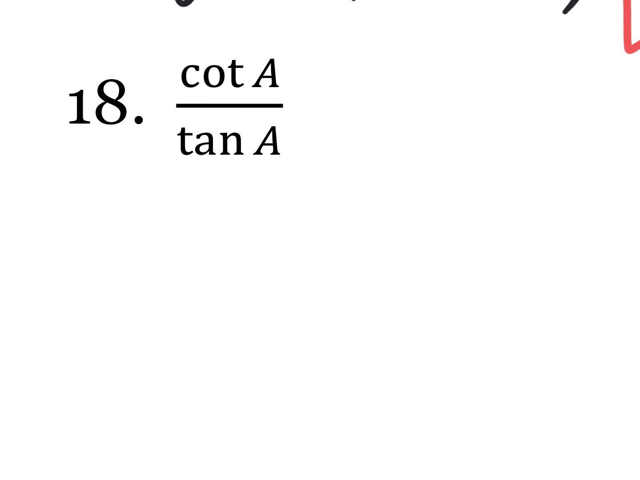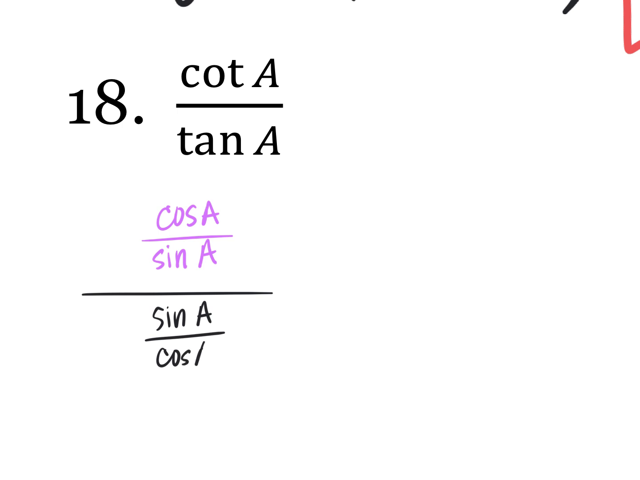How might we rewrite 18? Cosine A over sine A. Beautiful. She's saying, okay, cosine over sine is cotangent. Can we divide by tangent? Yeah. What's tangent? Sine over cosine. Can I cancel anything right now? She's saying no, those denominators don't match. Agreed. So let's write it out.